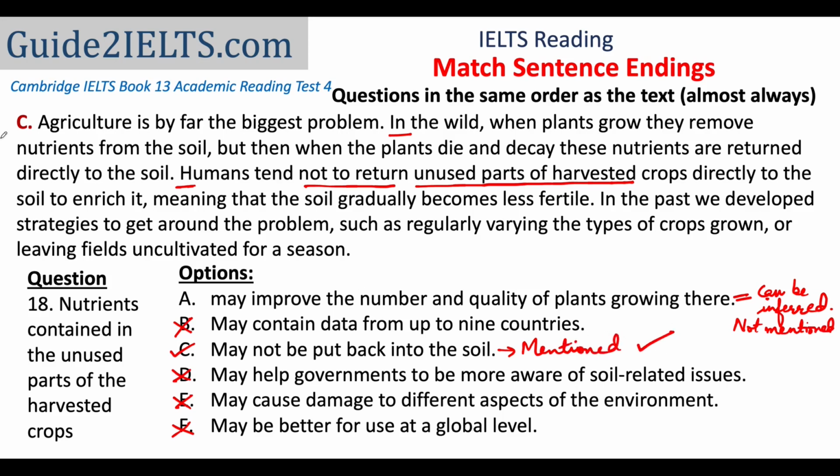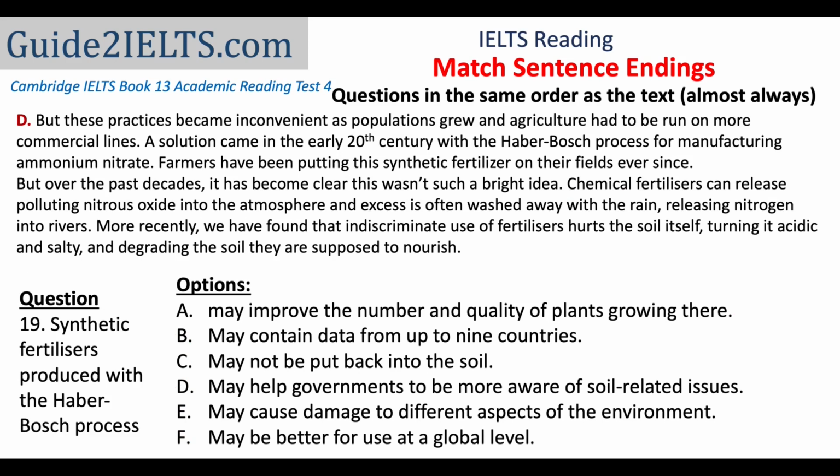Then we move on to the next one. Synthetic fertilizers produced with the Haber-Bosch process. So once we have done one or two of these, we are already familiar with the options. We don't need to skim through the options again. I had already searched that this process is mentioned in section D of the passage. Synthetic fertilizers are mentioned in the next sentence. Let's read the relevant part of the passage.